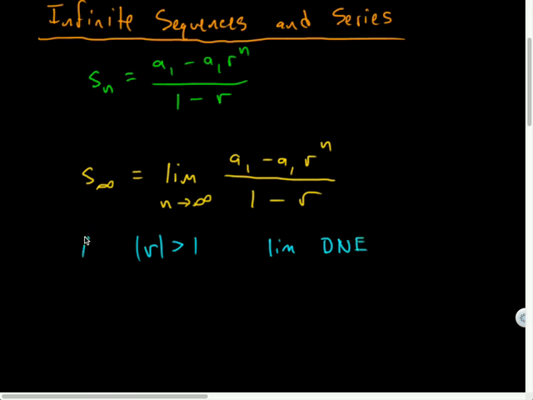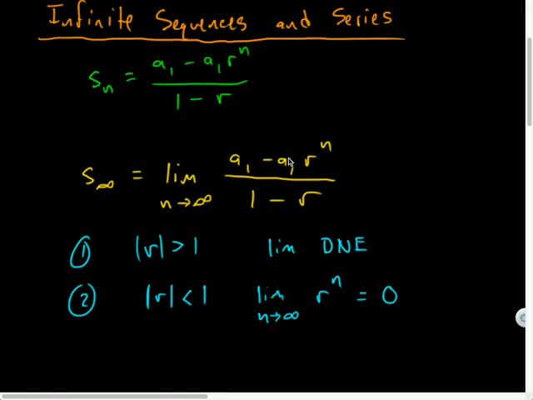Case 2: what about if the absolute value of r is less than 1? Then what happens to the limit as n approaches infinity of specifically my r to the n value? What does that equal? It's going to get smaller and smaller and smaller. Well, absolute value took care of it being less than 0. So that's going to equal 0, right?